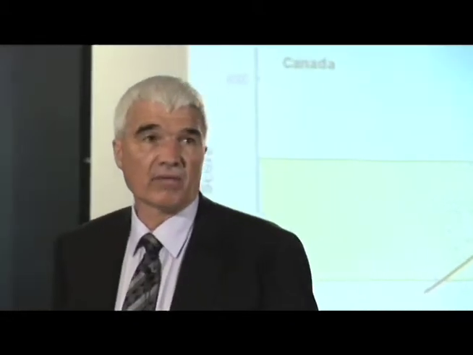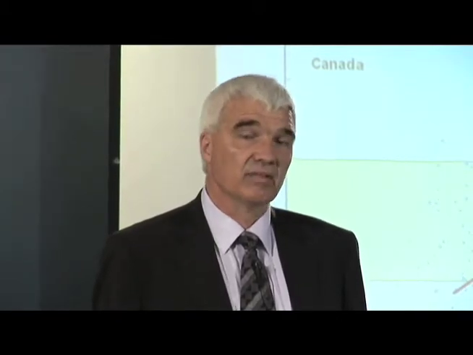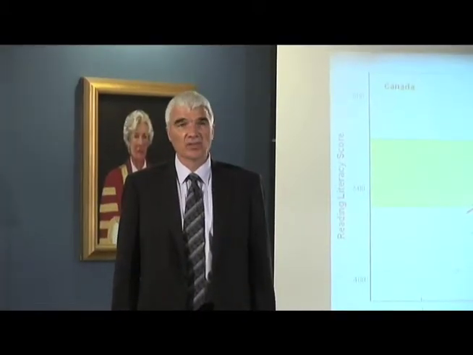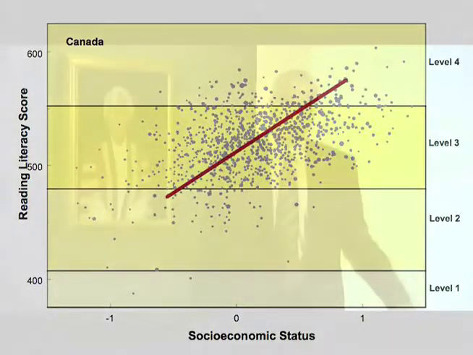So here we have a graph for Canada, and the little gray dots you see are individual schools. We had 1,117 schools participate in PISA in the year 2000, and that red line is the regression line, or the gradient through those school dots. And this is what I call a school profile.